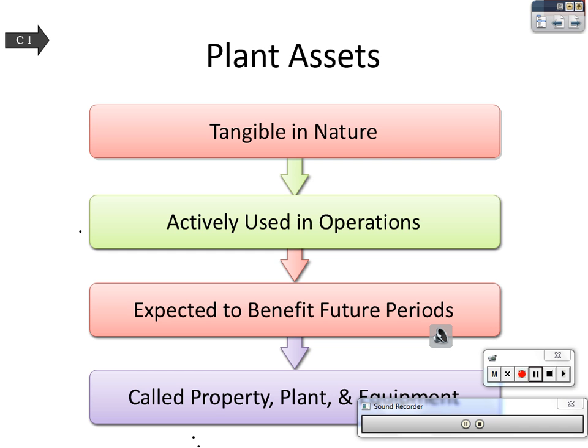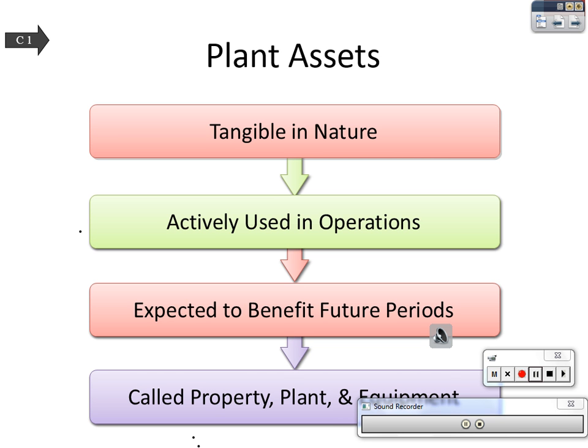So some aspects about plant assets that you need to know. Tangible in nature. In other words, that means that you can physically touch plant assets. You can physically touch a building, right? You can physically touch land. You can physically touch a vehicle, right? Actively used in operations. With a building, you purchase a building so that you can do what? Use it for operations, right? Same thing with land. Expected to benefit in future periods.